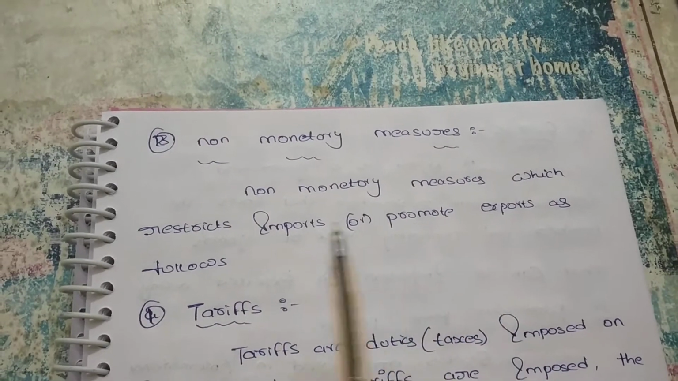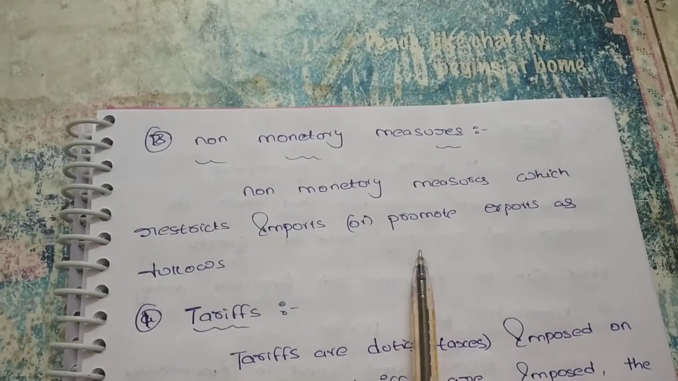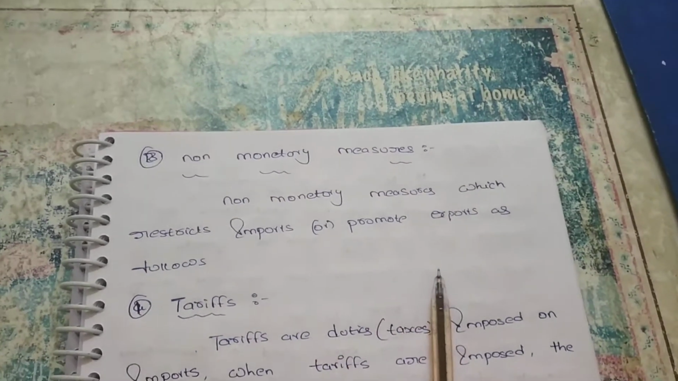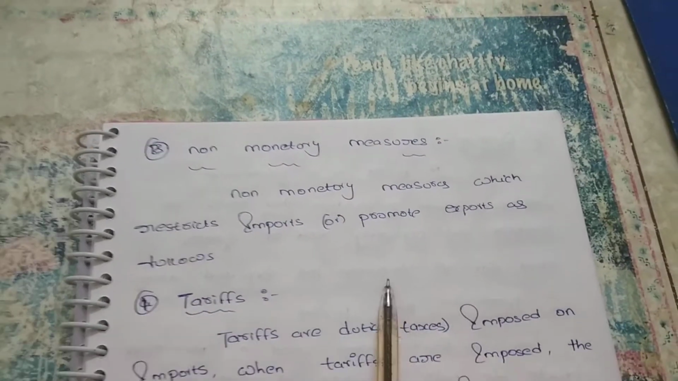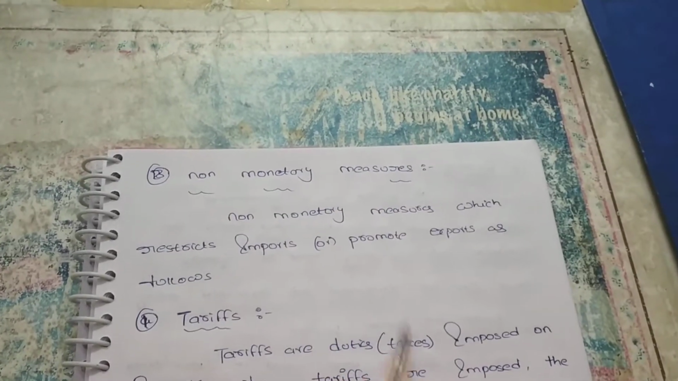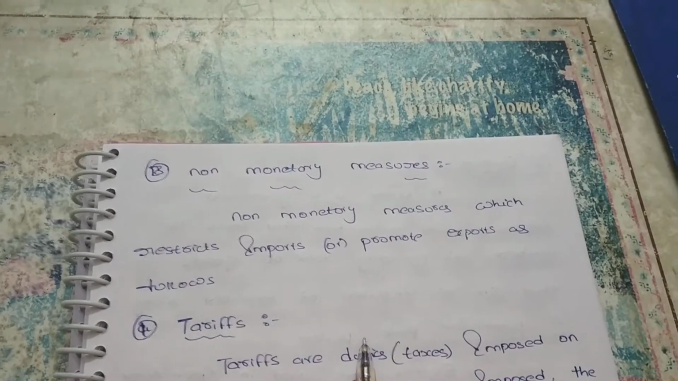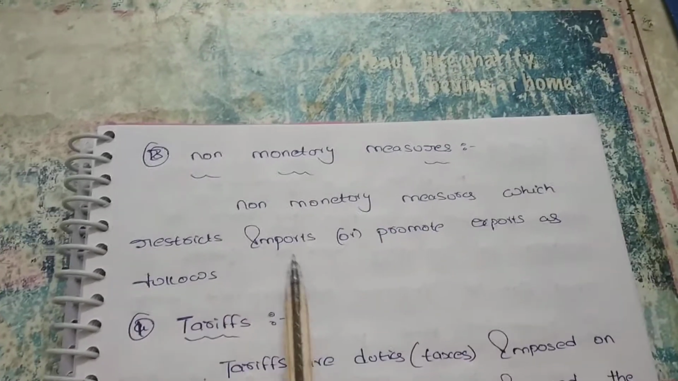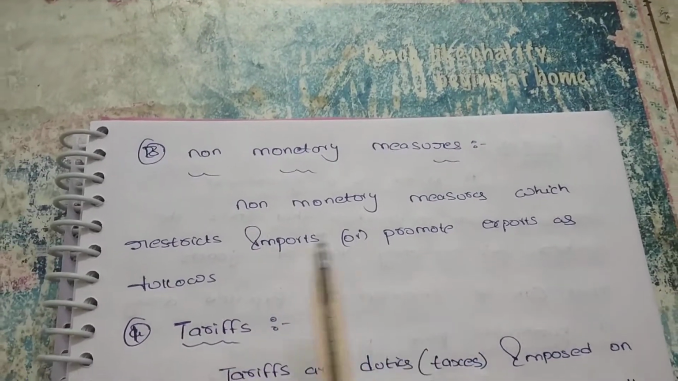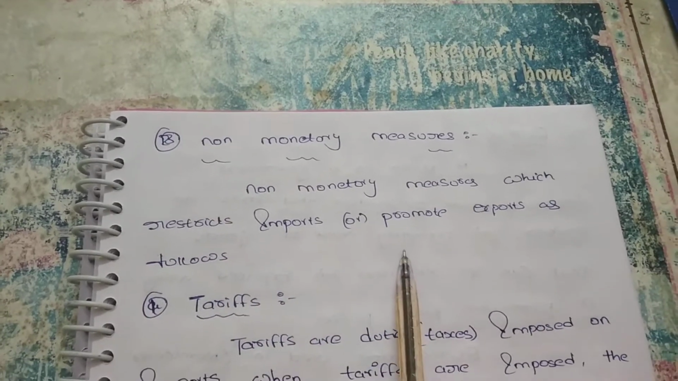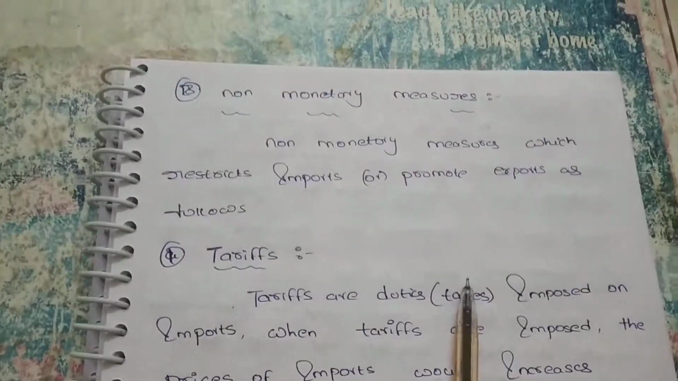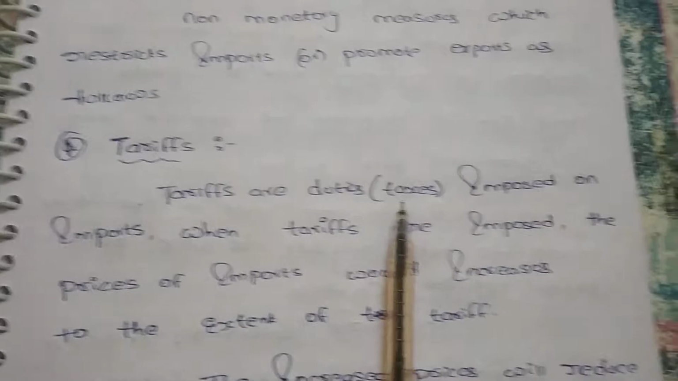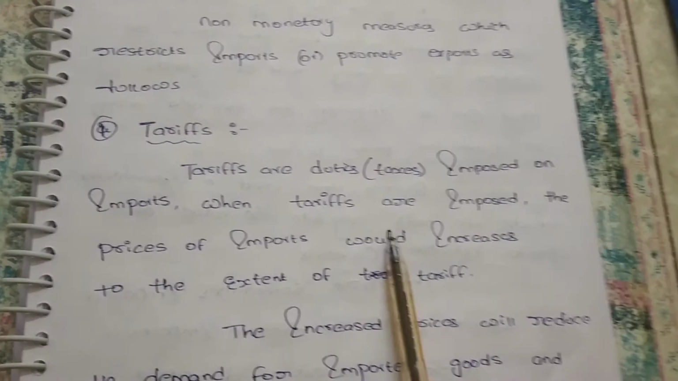Non-monetary measures which restrict imports or promote exports are as follows. What is our main aim for disequilibrium? We have to restrict the imports and we have to promote our exports. First, tariffs. Tariffs are a type of duty on imports.